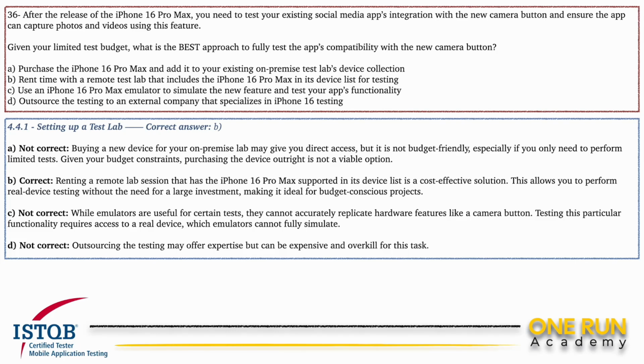Now, option C, using emulators. While emulators can be useful in testing certain aspects of an app, they cannot replicate hardware features like a camera button. Emulators simulate software environments, but don't have access to real hardware like cameras or sensors. This means that while you might be able to test some basic functionalities, you won't be able to fully test the camera button integration with your app. Since the question is about testing a specific hardware feature, this option wouldn't give you the accurate results you need. So, this is not the right approach for this situation.